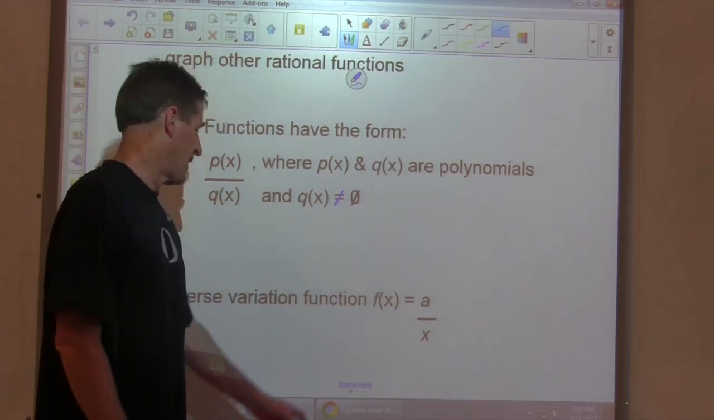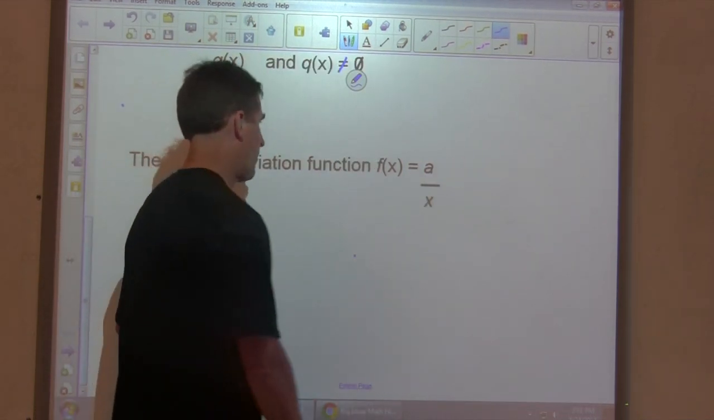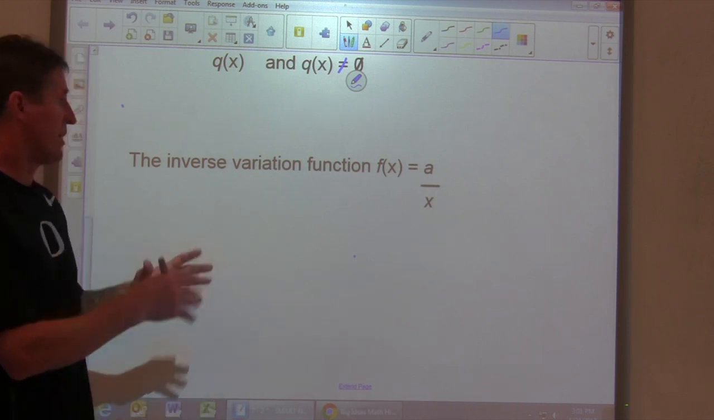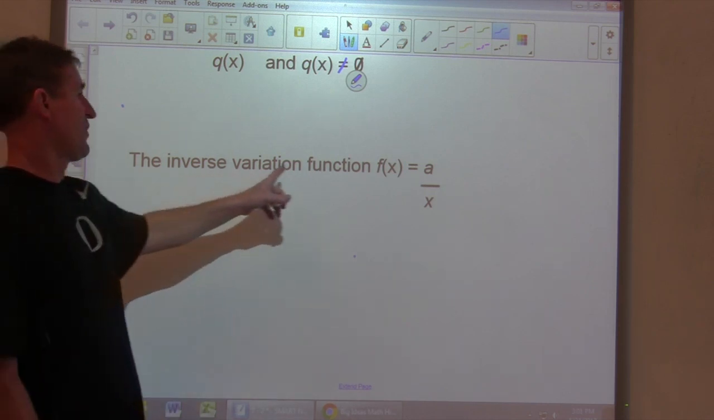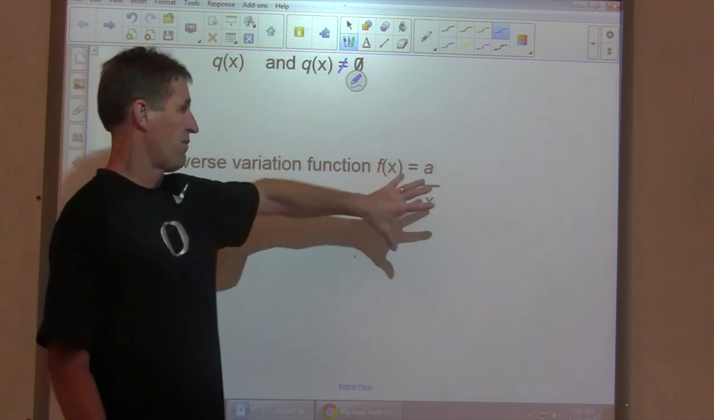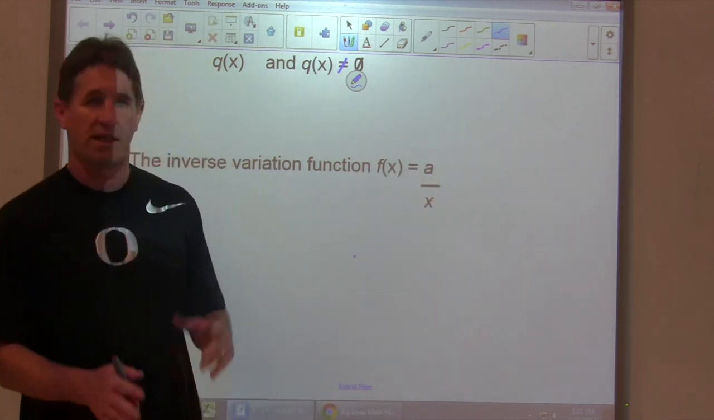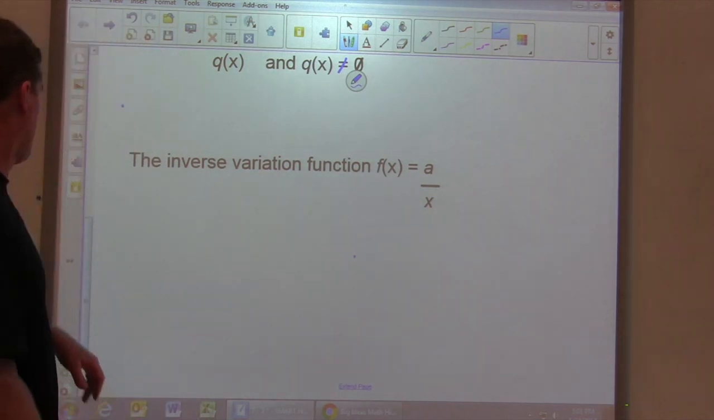The inverse variation. Now we skipped section 1, which talked about inverses, but again, those that cancel each other out. The inverse variation function, the parent function for that is f of x equals a divided by x. That's, again, the simplest one we could have.